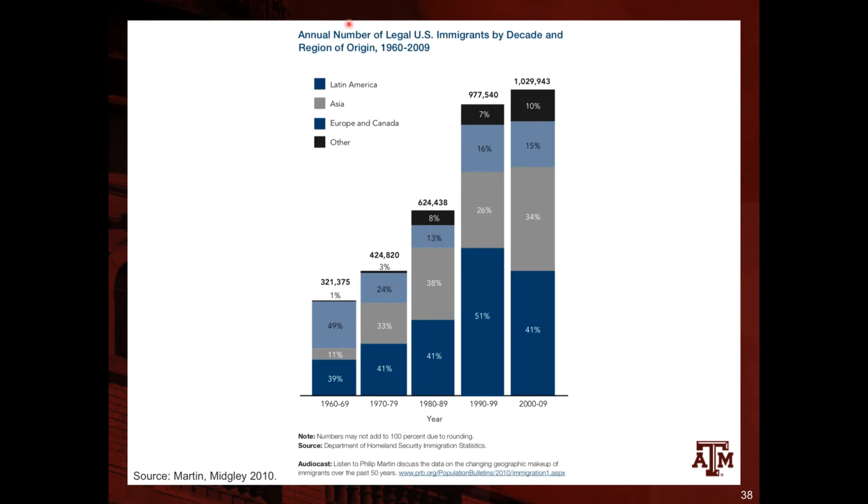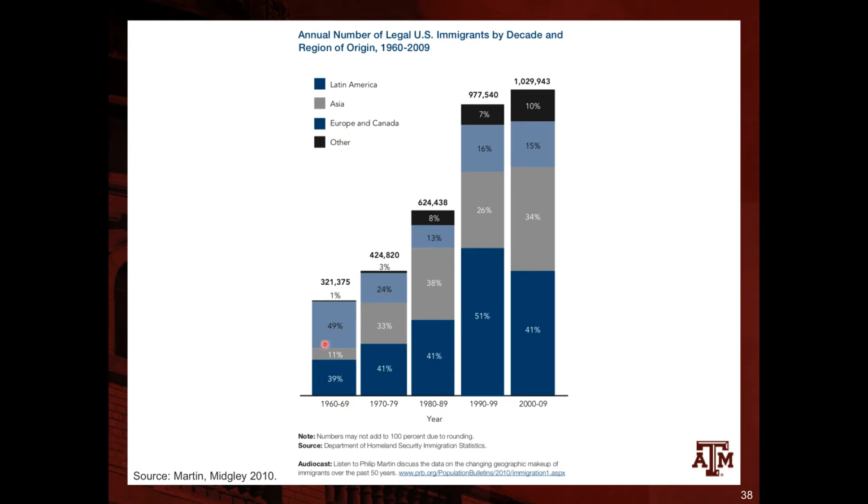And this is the annual number of legal US immigrants by decade and region of origin from 1960 to 2009. So we see that back in 1960 to 1969, the majority of the legal US immigrants in the country were from Europe and Canada, 49%. This is Europe and Canada here. And only 39% were from Latin America, 11% from Asia, and 1% from other regions.